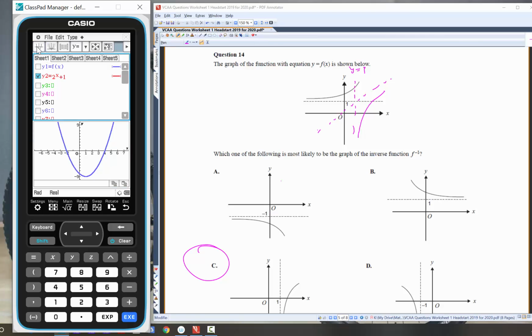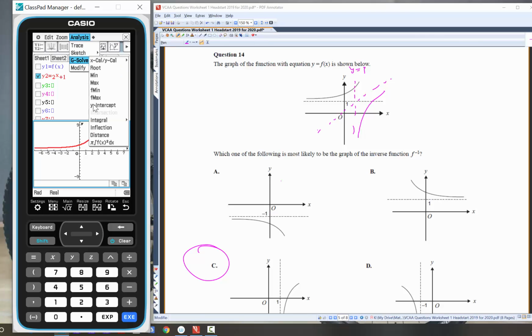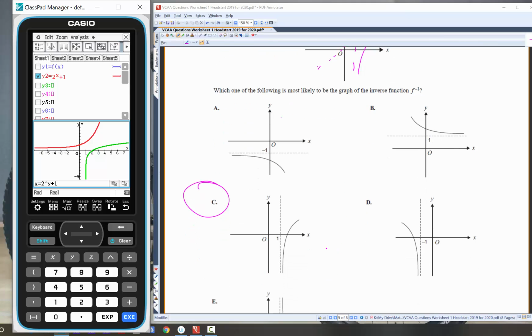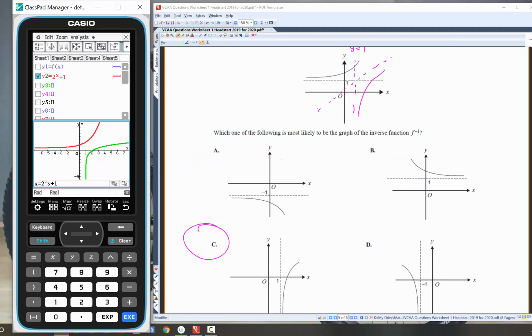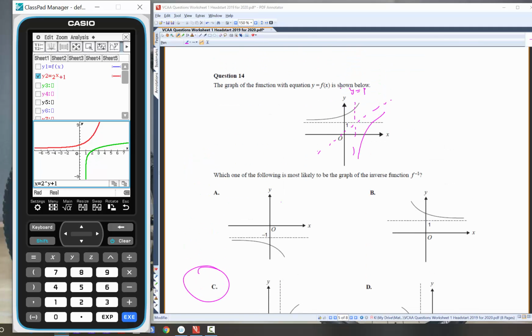Wrong graph. I was wondering why that was a parabola. Okay, there we go. Now there's this cool feature that you can use, analysis, g-solve, sketch inverse. And what that'll do is sketch the inverse function for you. So there's the original, there's the inverse function, and you can pretty quickly see that the only legit one is part C. So it's a really good way of inversing if you've got the function, or are good at kind of making up functions that match what a picture suggests might be the case.